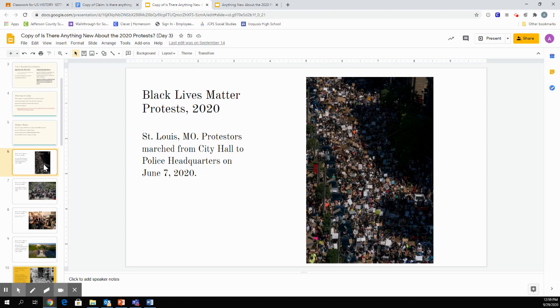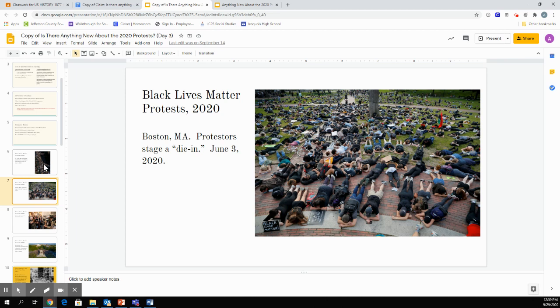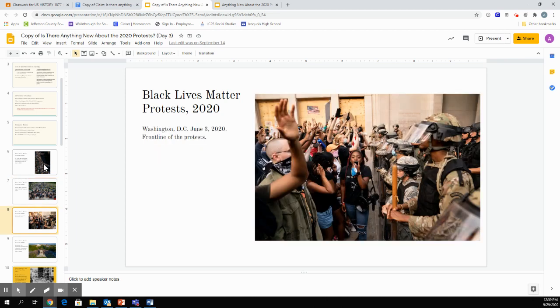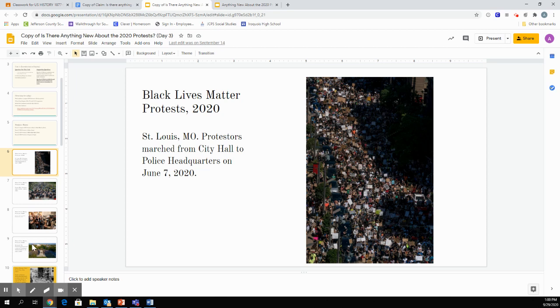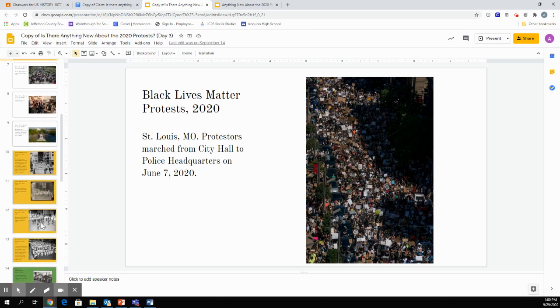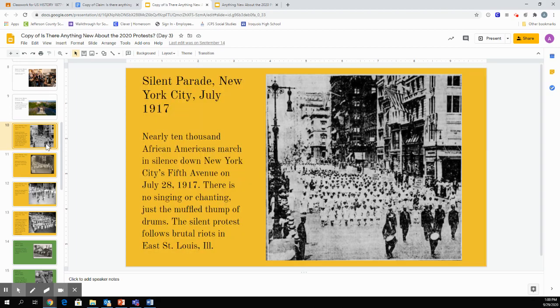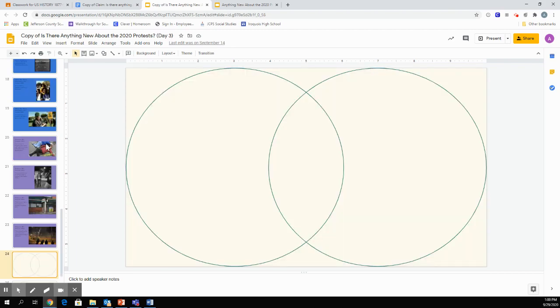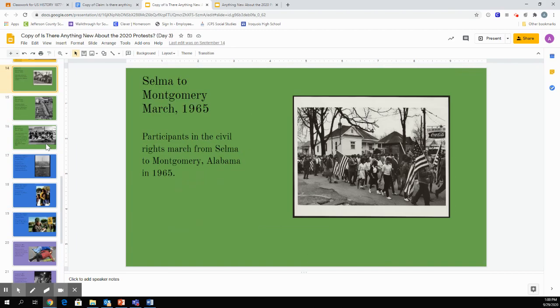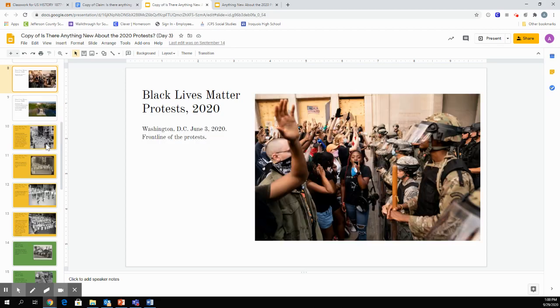Lots of people marching. They are in St. Louis, doing a die-in in Boston. This is the front line of the protests in Washington, D.C. This is a major protest around a Confederate general statue in Virginia. And so you're taking this event and you're comparing this to all of these historic events, which are the ones in color on all of my slides. So you're taking all of these events on the colored slides and comparing them to this first event.